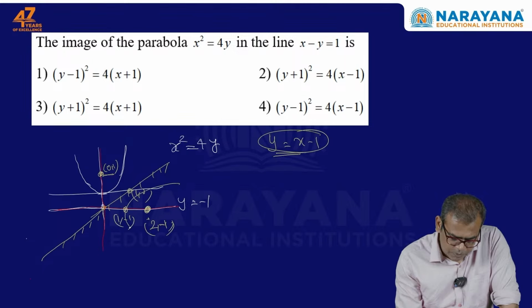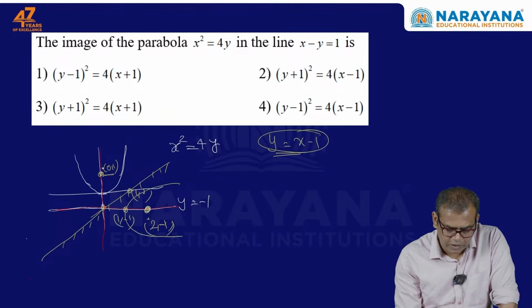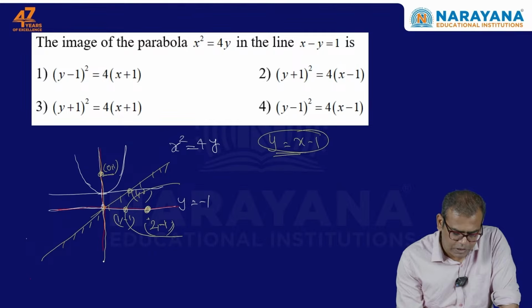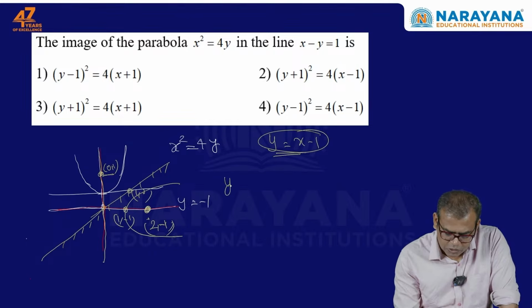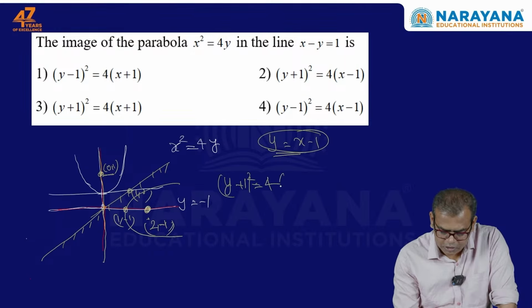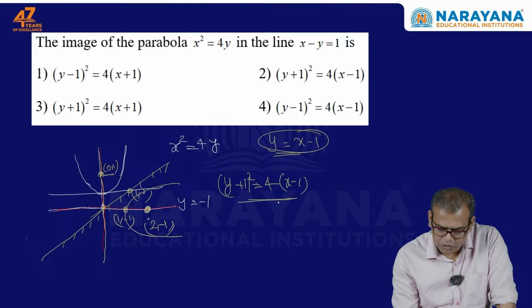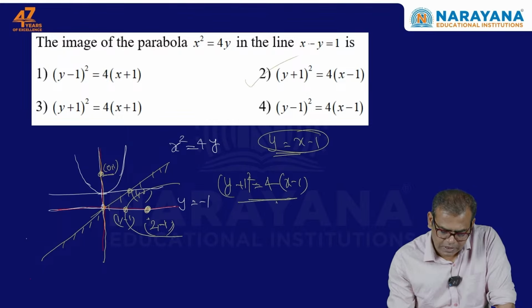So this kind of parabola will come, right? And this is the directrix of the image of the parabola. So the equation is (y plus 1) whole square equal to 4 into (x minus 1). So which option is correct? The second option is correct.